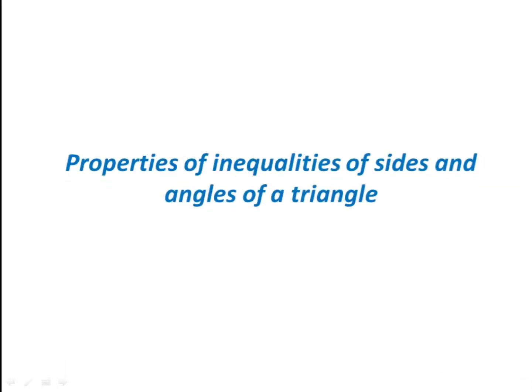Hello students, let us solve one theorem from class 9th, that is the properties of inequalities of sides and angles of a triangle. We have studied the property of two equal sides of a triangle, which is also called the isosceles triangle theorem. But what if any two angles of a triangle are not congruent? That property we are going to learn in this video.